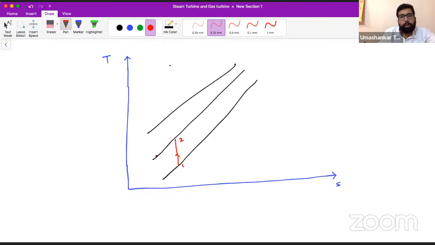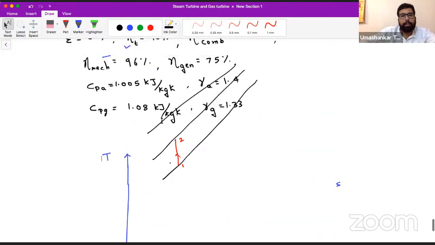Then we had an intercooler, and you can see there's a technical issue. You have to wait just a second.